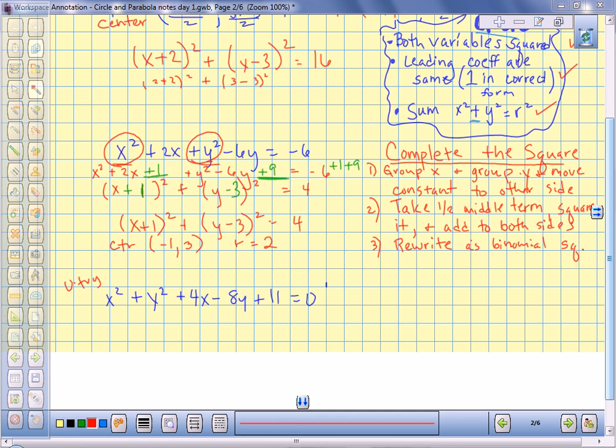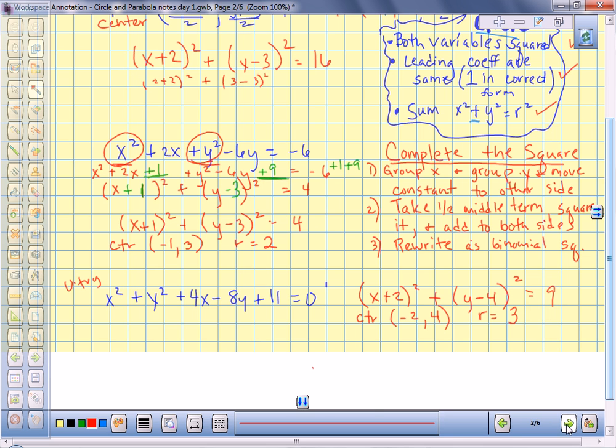Alright, are we ready? Did you get x plus 2 squared plus y minus 4 squared equals 9? Where is the center? Negative 2, 4. What is the length of the radius? 3. Would you be able to graph it easily knowing those two pieces of information? Great. Okay.